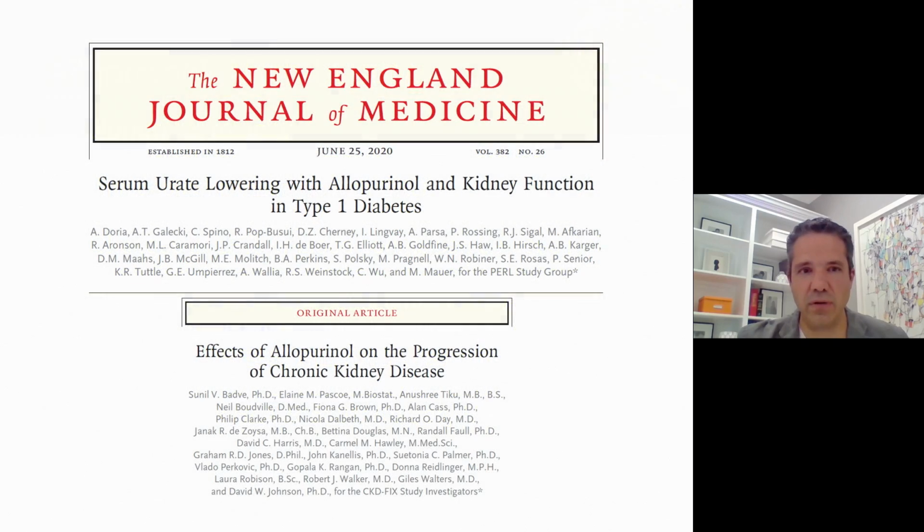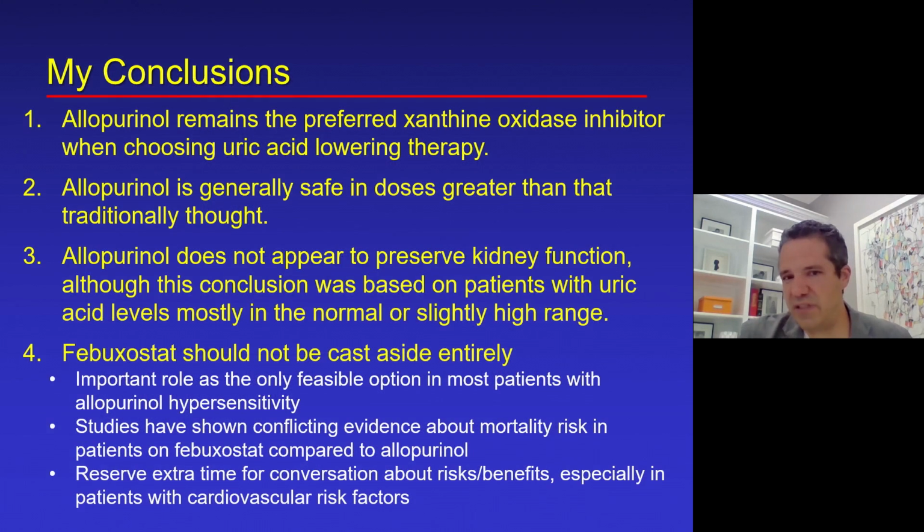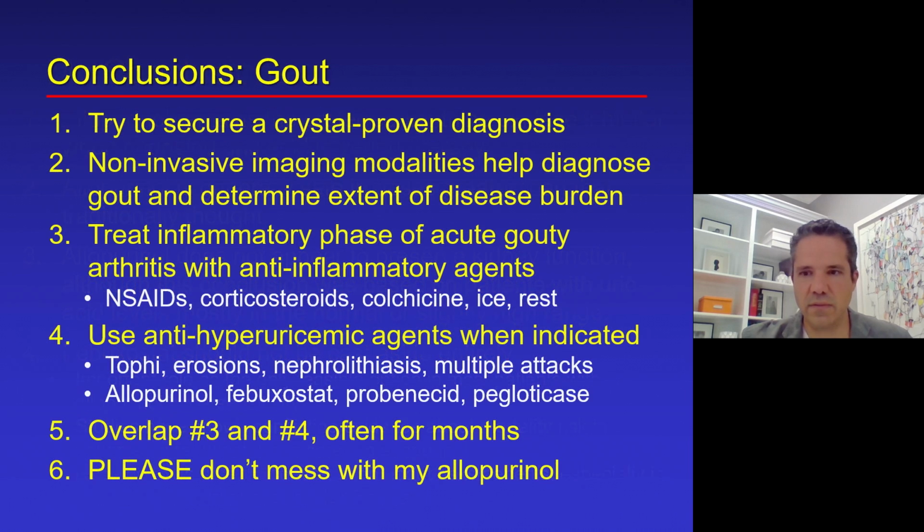So I avoid allopurinol for that patient. And I was going to mention this, allopurinol doesn't seem to have other benefits outside of lowering uric acid. It doesn't seem to help the kidneys, which has come up recently. But for the patient who can't tolerate allopurinol, febuxostat is an option. It does carry a cardiovascular black box risk, which basically needs a conversation with the patient. For me, allopurinol remains the preferred xanthine oxidase inhibitor. It is safe in doses higher than traditionally thought. And febuxostat should not be totally cast aside, but really I reserve it for patients who have hypersensitivity to allopurinol.